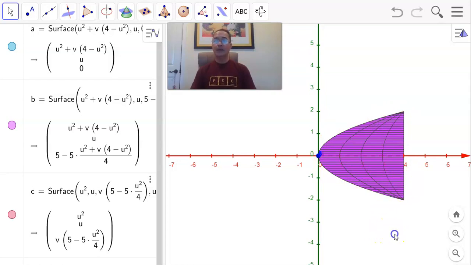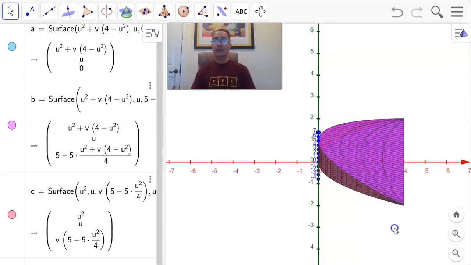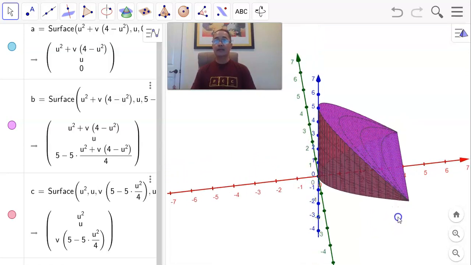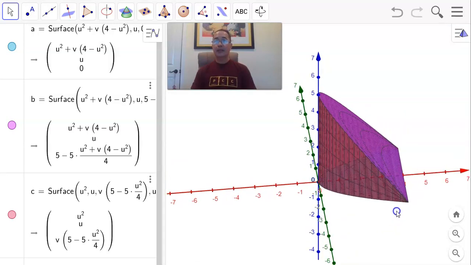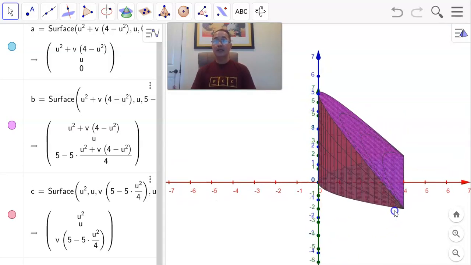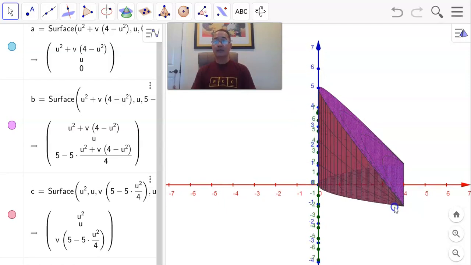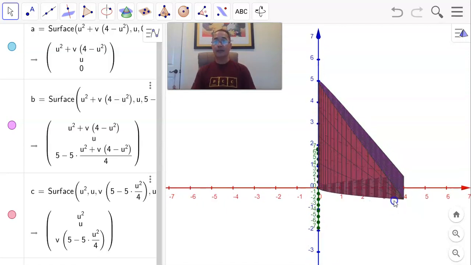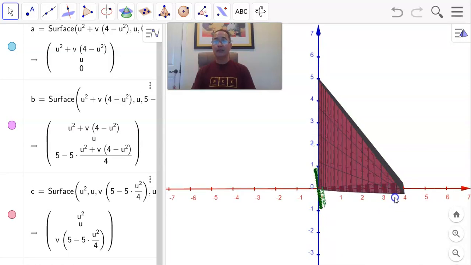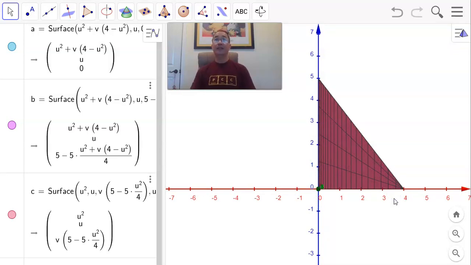What are we missing? The side view. So tilt it so that the z-axis is pointing up as usual, and we stand on the negative y-axis, which is where we are right now. We tilt it until we don't see the y-axis. Always a little tricky. There we go. Ooh, it's a triangle. That should make sense because we have this cylinder and we're cutting it with this plane, 5 minus 5x over 4. So we are getting a right triangle.